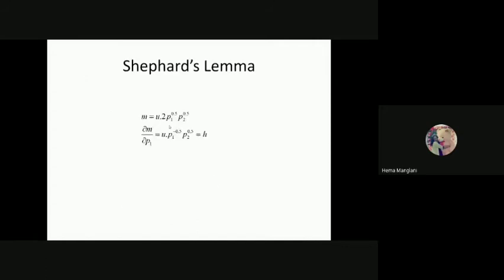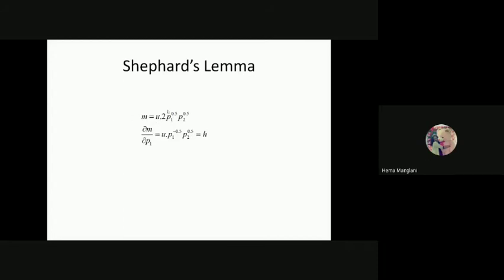Fine. Let's proceed to Shepard's lemma. What does Shepard's lemma talk about? That same thing. It is the compensated demand function. So I'm putting here H. H we denote as the compensated demand function. So H is also a function of your P and M, and we already have this information, that is the expenditure function. M is equal to utility multiplied by 2 P1 power 0.5 P2 power 0.5.